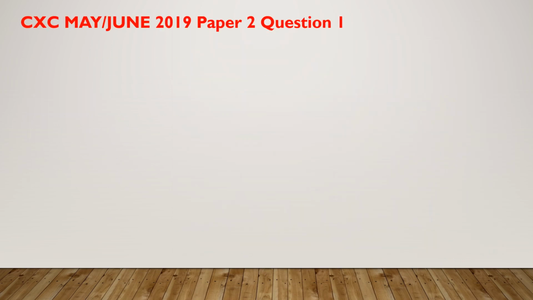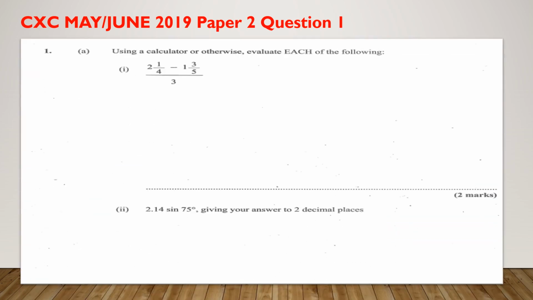Here we're looking at CXC May-June 2019, paper 2, question 1. 1A. Using a calculator or otherwise, evaluate each of the following. 2 and 1 over 4 minus 1 and 3 over 5, all of that over 3, for 2 marks. So first, we have to convert.